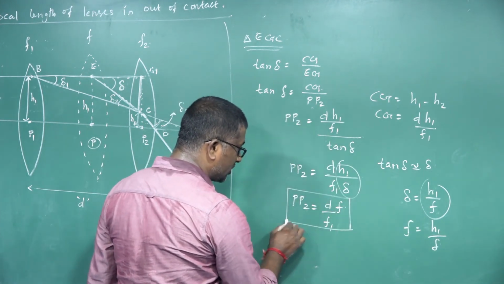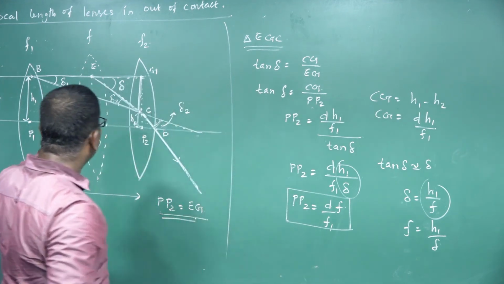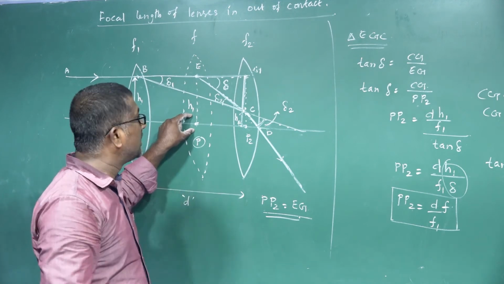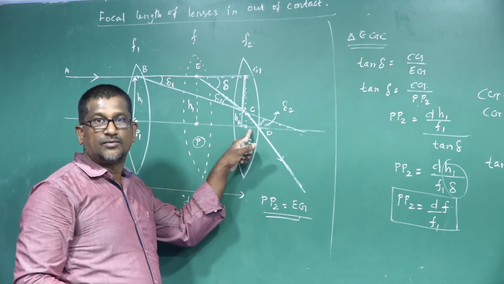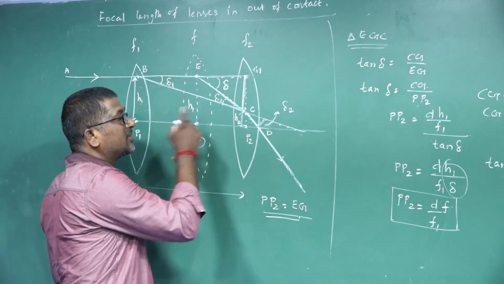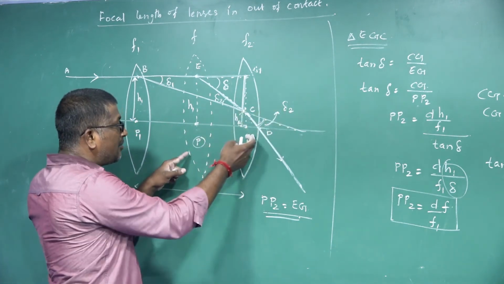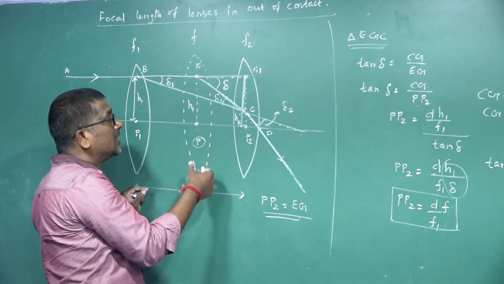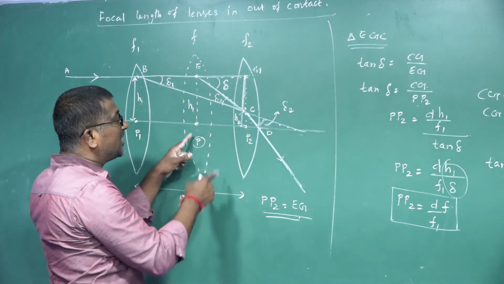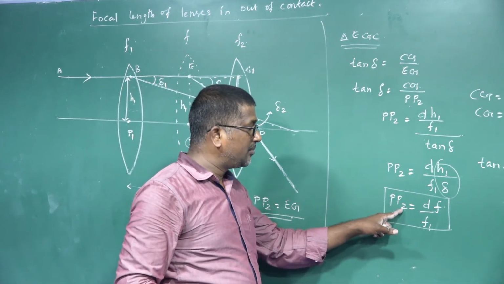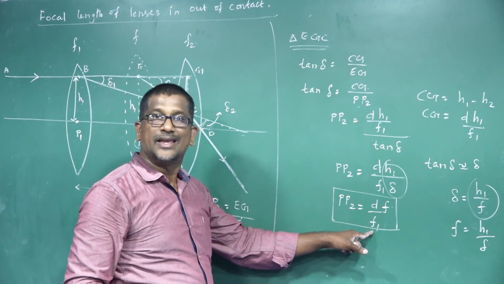Right. So this equation gives the position of the new lens, or the equivalent lens, from the second lens. What is the distance of the new lens from the second lens? P2. The position of the new lens from the second lens can be determined using the formula P2 is equal to DF divided by F1.